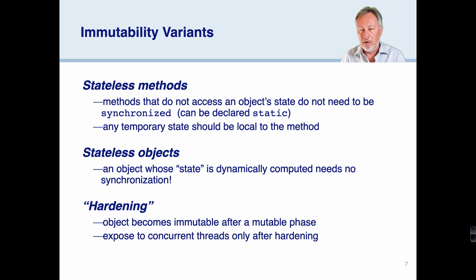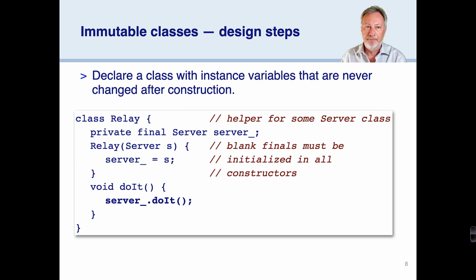And then in order to take advantage of the immutability pattern, you should expose these objects to concurrent threads only after the hardening phase. So for example, there may be one single thread, one object, which accesses the object during its initial period when it's mutable, and only after that phase can multiple concurrent threads access it.